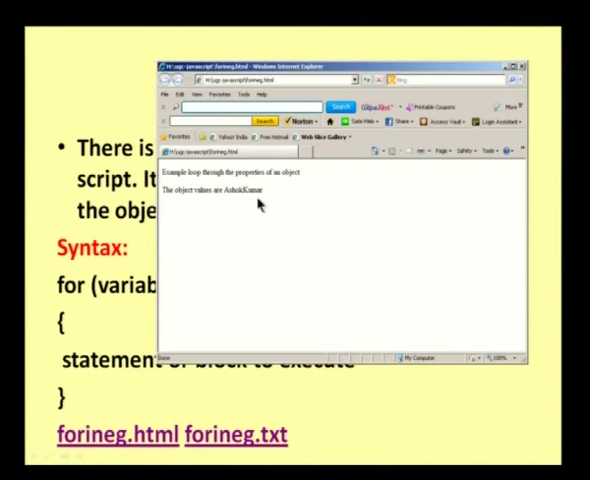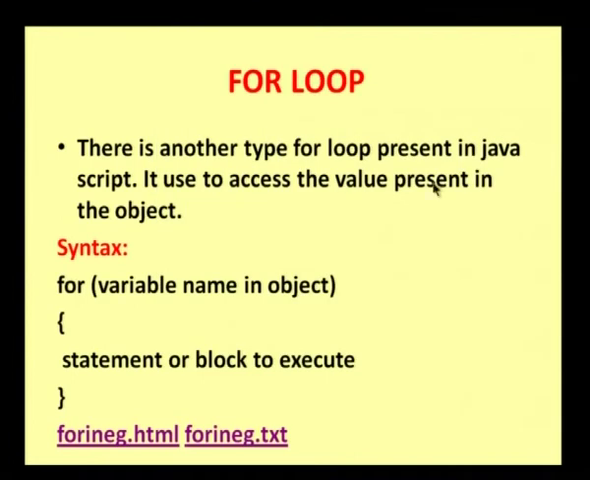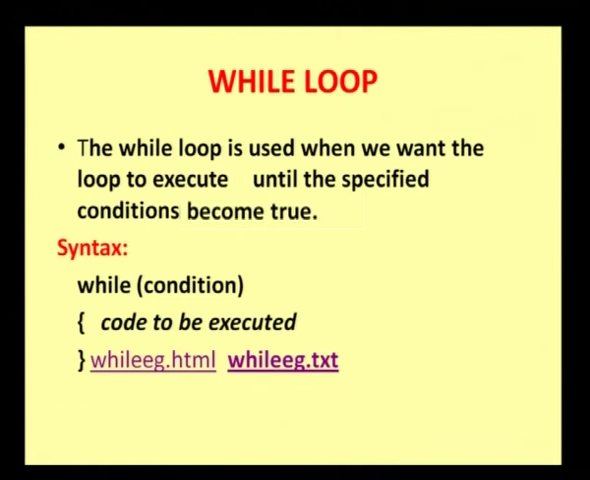So we can fetch n number of object values present in a variable using this for...in loop. It is a different type of for loop which is available in JavaScript. Next repetition statement is the while loop.